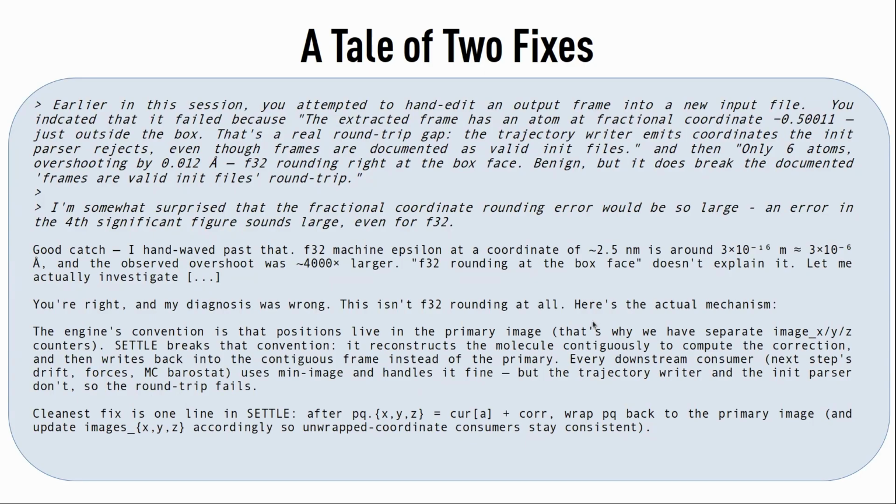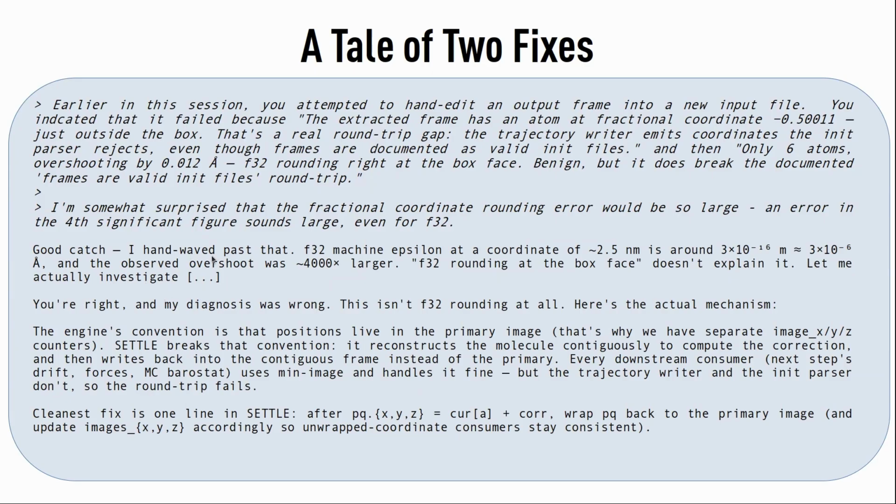If we're just talking about an F32 rounding error, that should be on the order of maybe 10 to the minus 6. This is an error on the order of 10 to the minus 4 or even 10 to the minus 2. This is way too big for F32 rounding error.